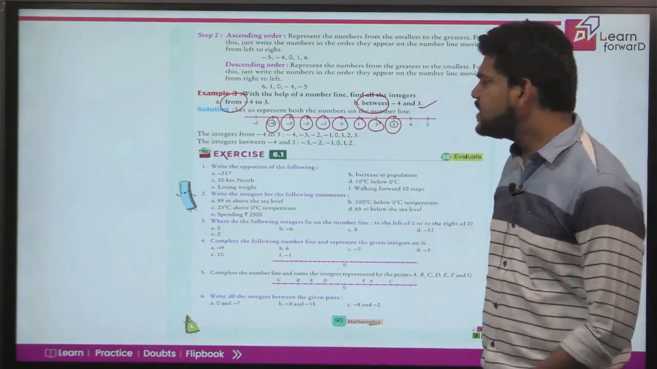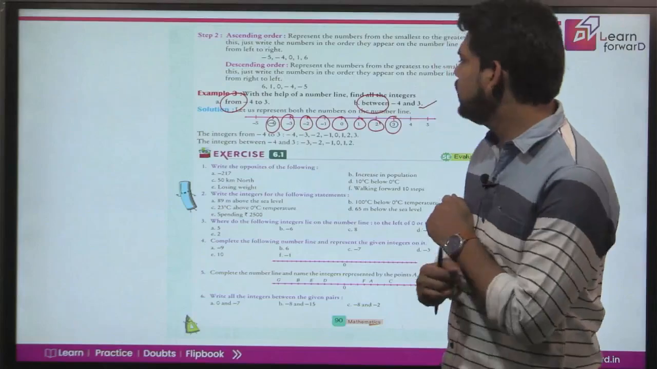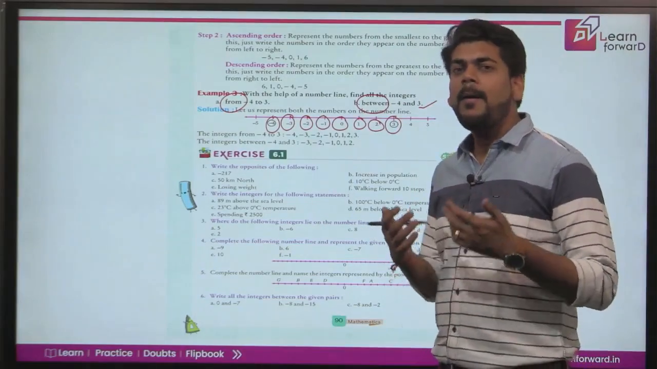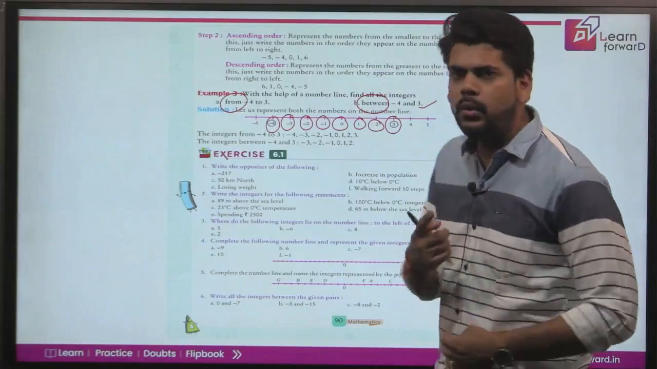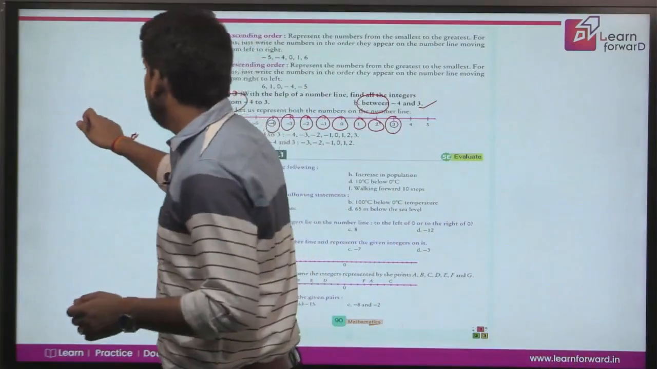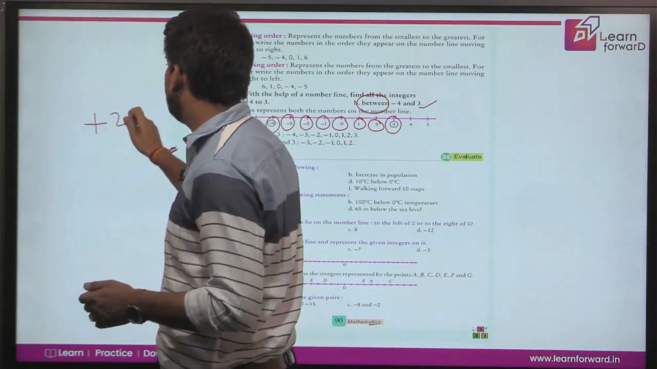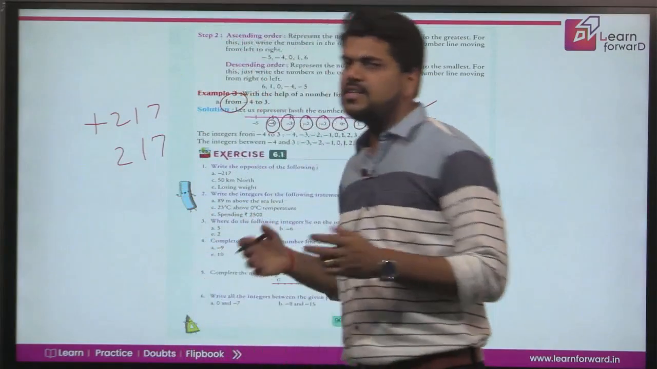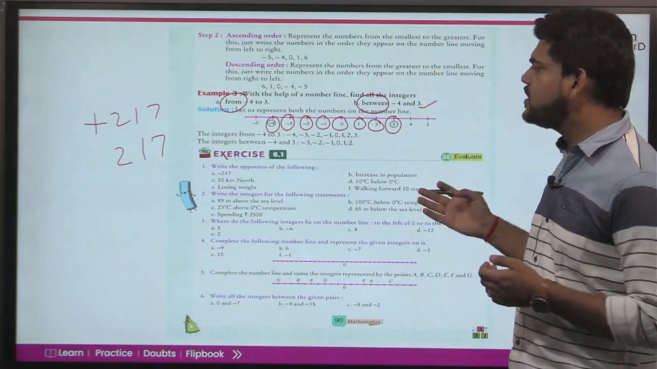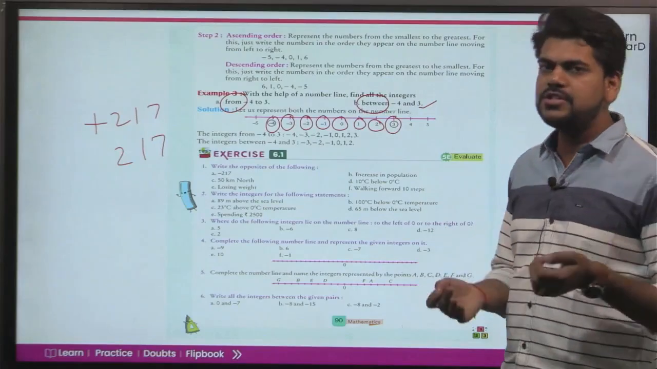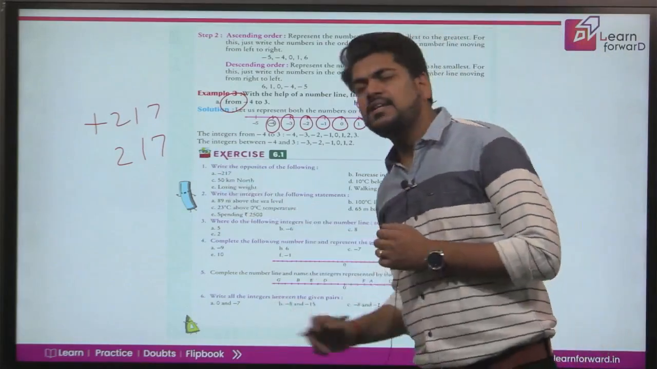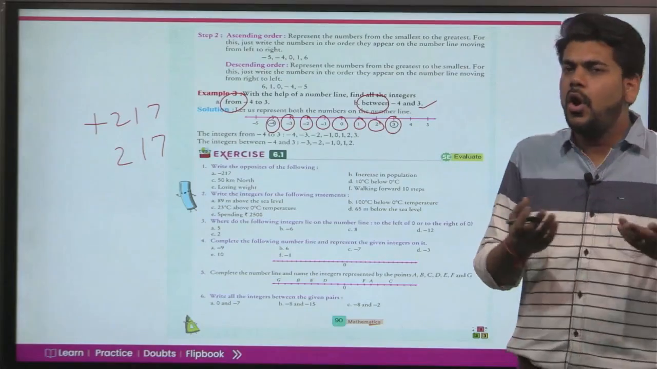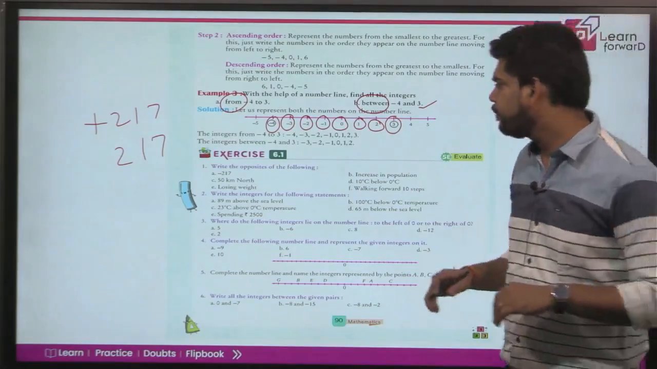Let us do exercise number 1. Write the opposites of the following. Minus 217. Opposite will be plus 217. Now there is one trick. You can write plus 217 or you can simply write 217. It's the same thing, because 217 can either be negative or positive. For negative we put a minus sign, for positive we can write down plus 217 or 217, same thing.